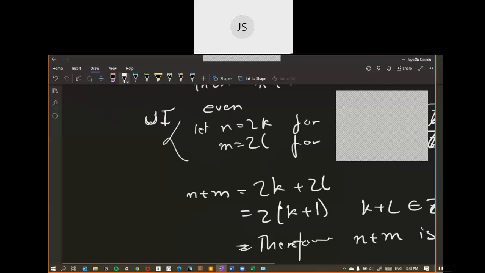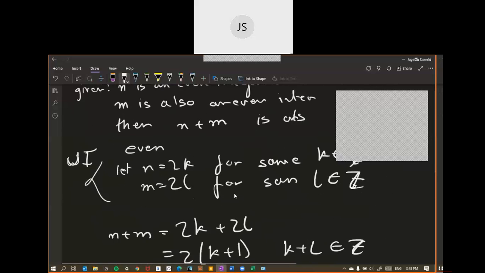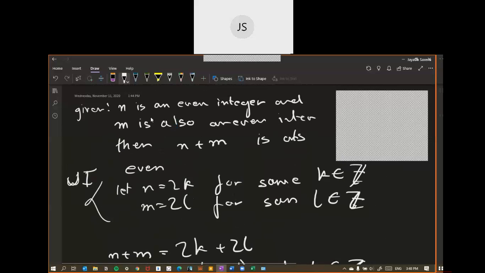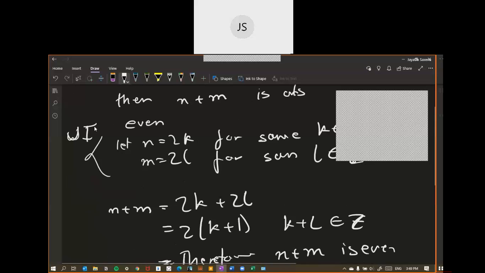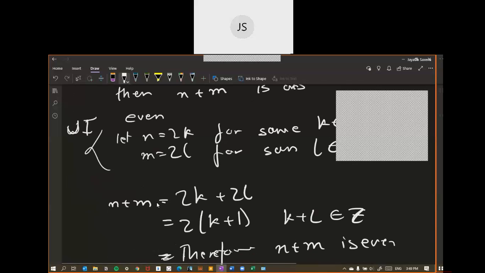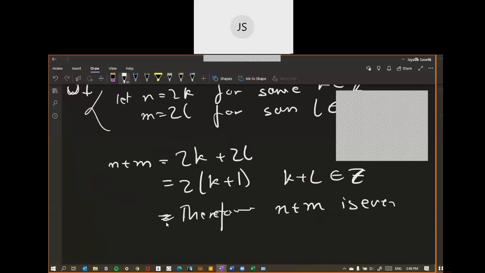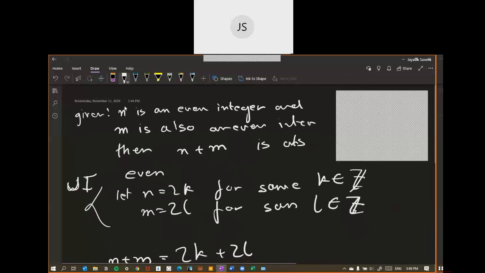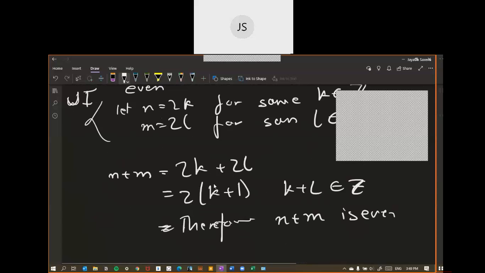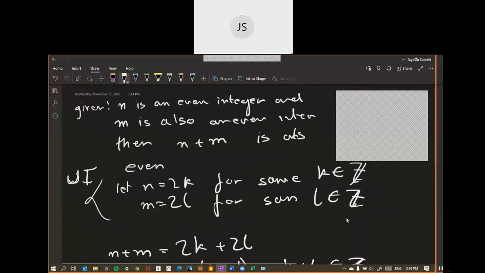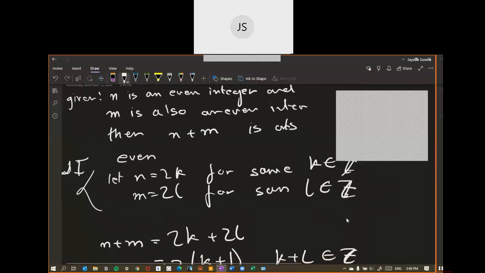So what we did here is we took two arbitrary elements. We assume that the given hypothesis is true, that is n and m are even integers. We took arbitrary elements from those sets, and then using some mathematical techniques that we know are valid, we proved that this part implies n plus m is even. And this form of proof is known as a direct proof.